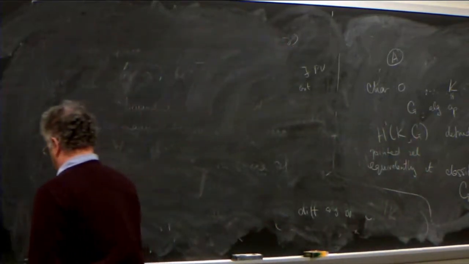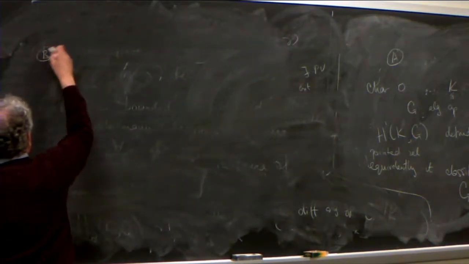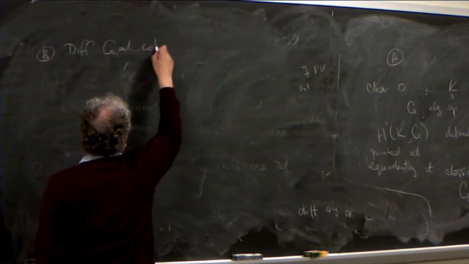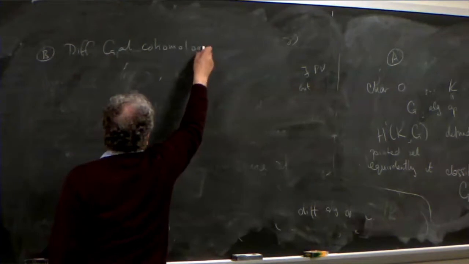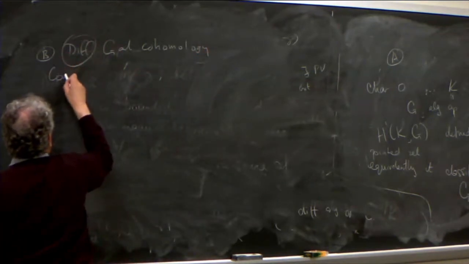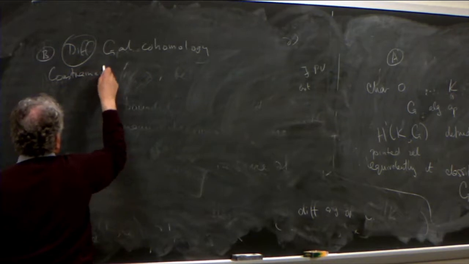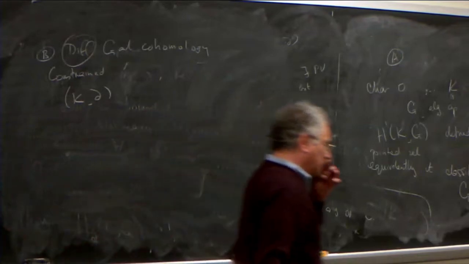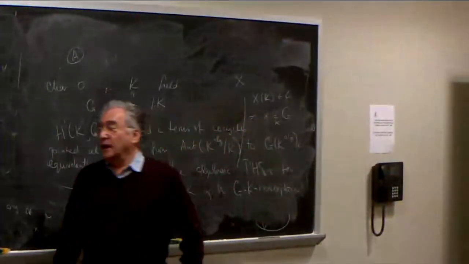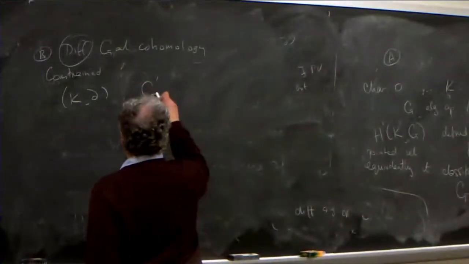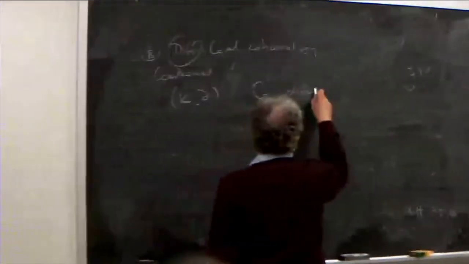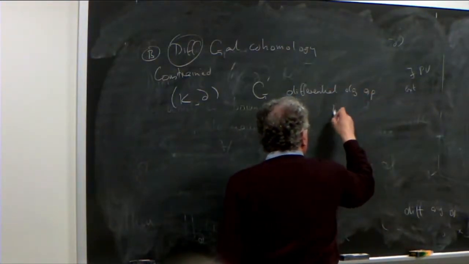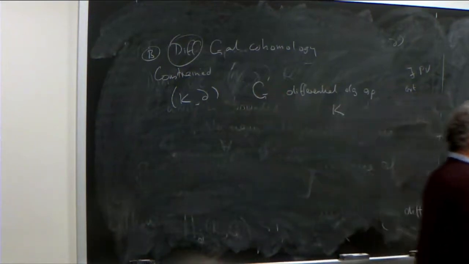Part B is differential Galois cohomology, or what Kolchin called constrained cohomology. So here you have a differential field. It can have several commuting derivations, but I start with one derivation. And we have now a differential algebraic group defined over K. This is just a definable group in DCF0.